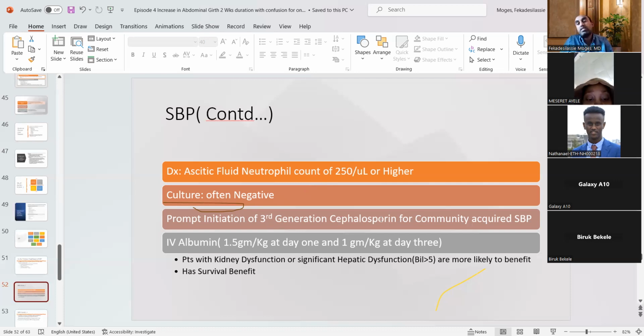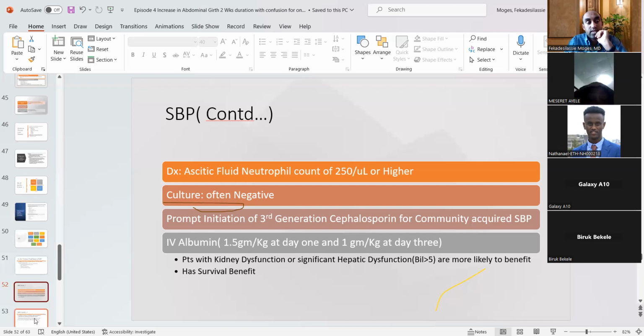ceftriaxone, especially if the infection is community acquired. And IV albumin has also to be given on day 1 and day 3. The dose is this much, okay? Patients with kidney dysfunction or significant hepatic dysfunction with bilirubin more than 5 are more likely to benefit from this treatment, from albumin. And albumin supplementation has a survival benefit as well, okay?